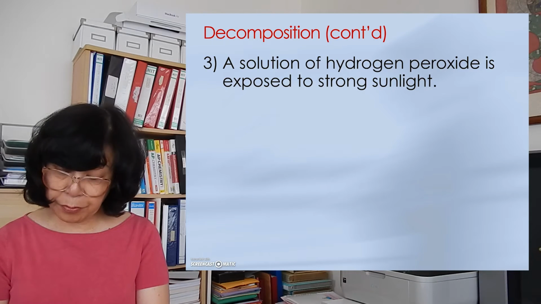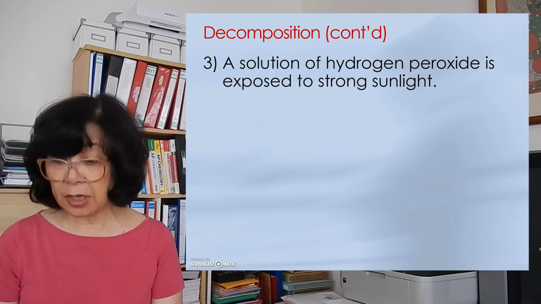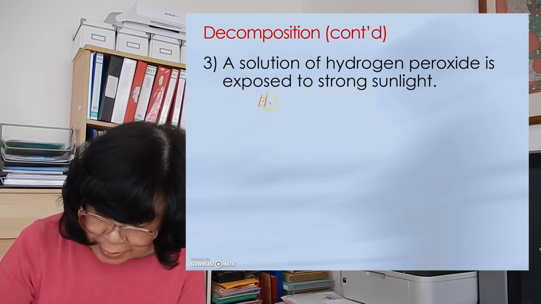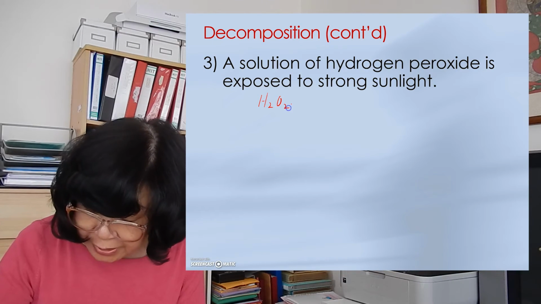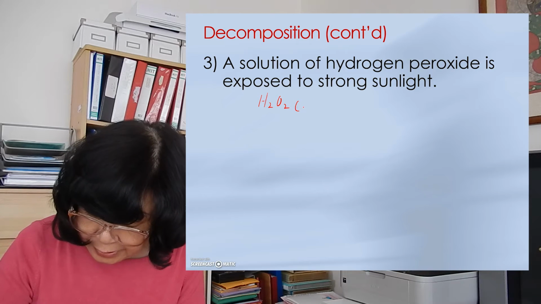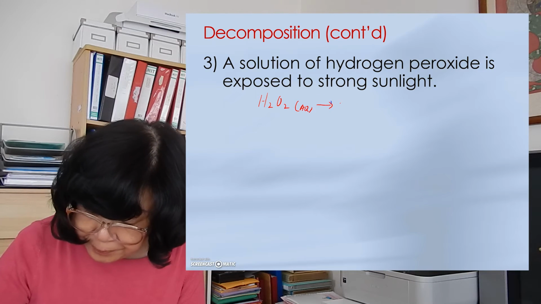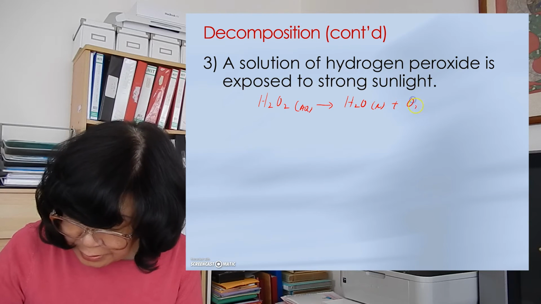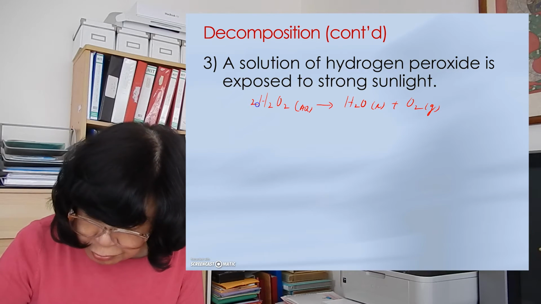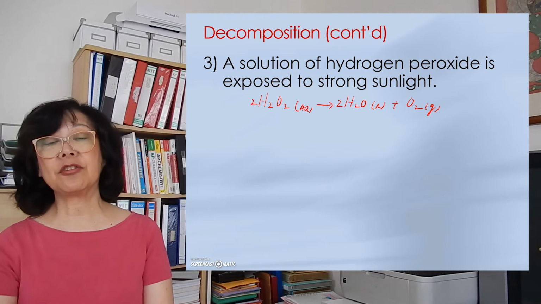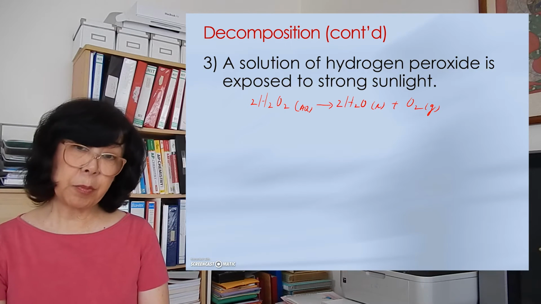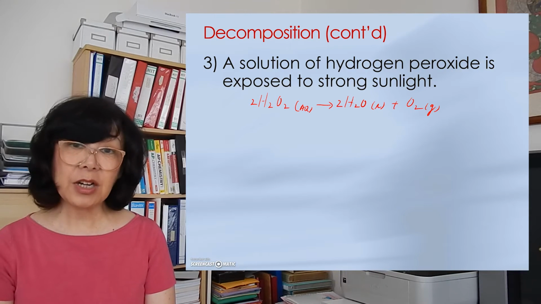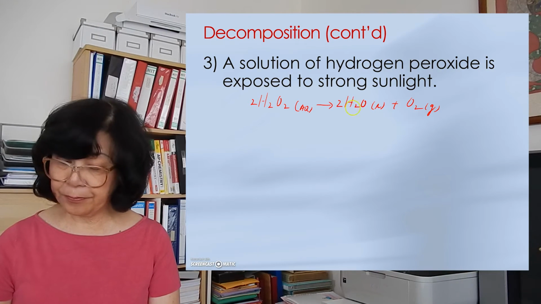The next one, hydrogen peroxide, the one that you buy from the drugstore. And when you open the cap or expose it to the air or sunlight for some time, you actually get water, liquid, and oxygen gas. Now, I balance with a 2 here and a 2 here. This is actually called a disproportionation reaction, in which the oxygen atom is both oxidized and reduced.